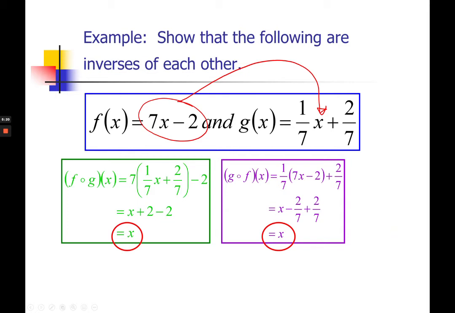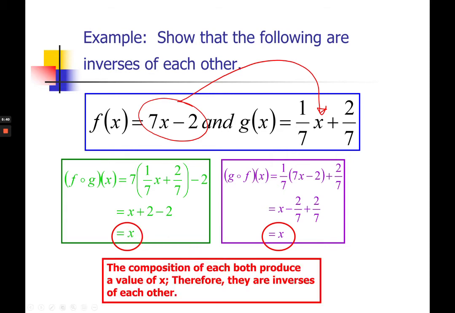Like in the definition shown in the formula, f composed with g of x is equal to g composed with f of x is equal to x. It means you don't have to show both works. You can choose either one if the answer is x. Since the composition of both produces the value x, therefore they are inverses of each other.